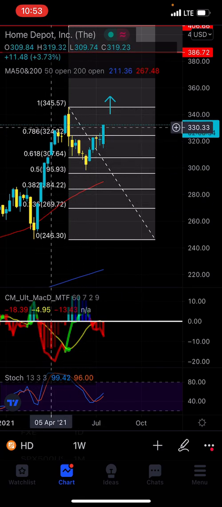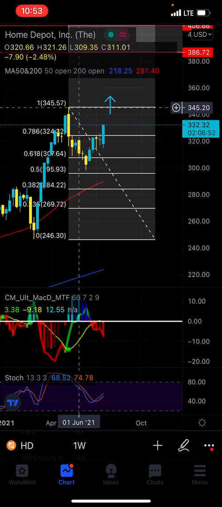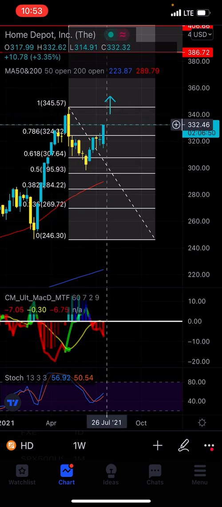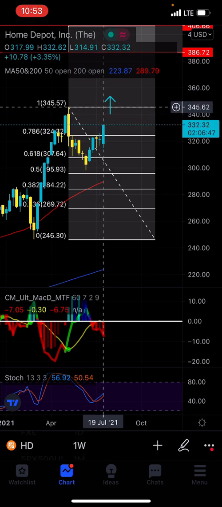But like I said, I'm not going to be getting into Home Depot or even looking at this for another week or two or three, because it doesn't seem like it's going to rally to relative highs for maybe a couple more weeks.